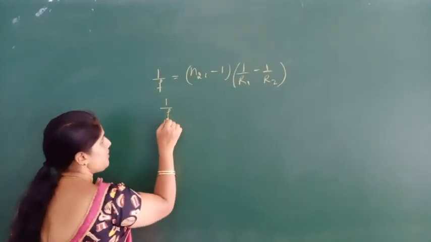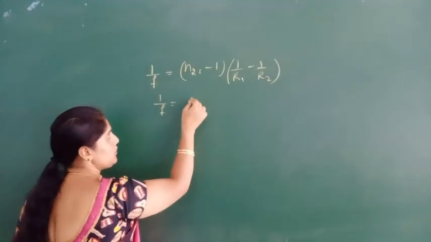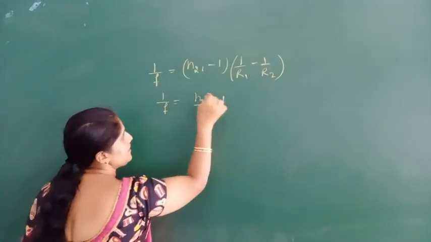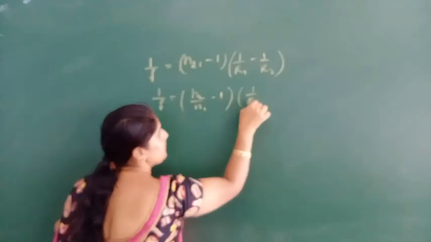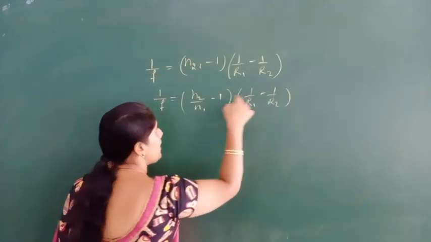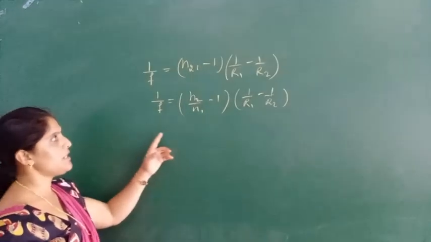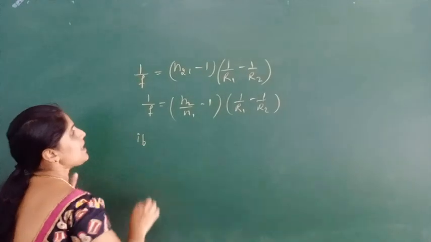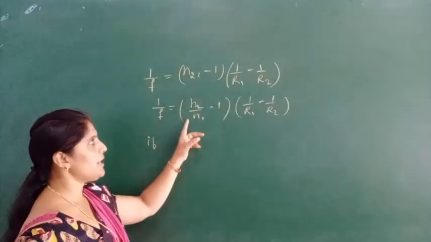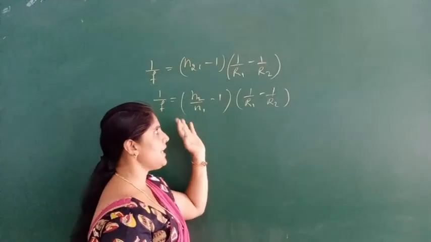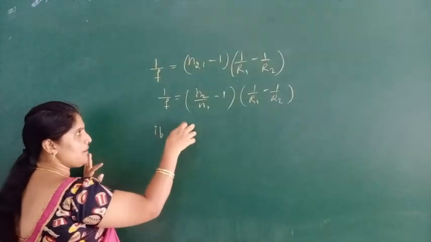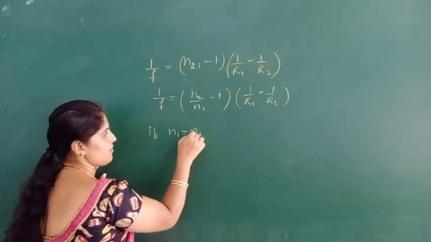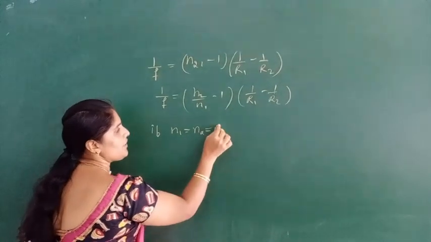We can also write this formula as 1/f = (n2/n1 - 1)(1/r1 - 1/r2), where n21 is n2 by n1, n1 is the refractive index of the first medium, and n2 is the refractive index of the second medium. Suppose n1 is the refractive index of the surrounding medium and n2 is the refractive index of the lens. If the surrounding medium is air, then n1 is the refractive index of air, which is 1.